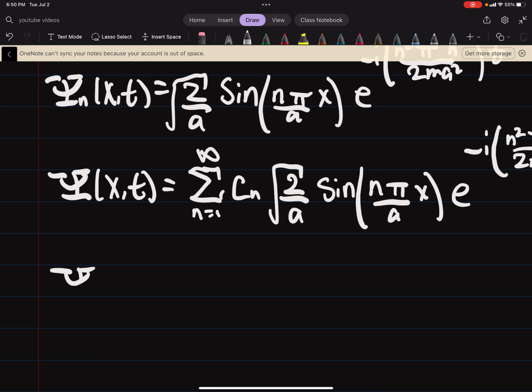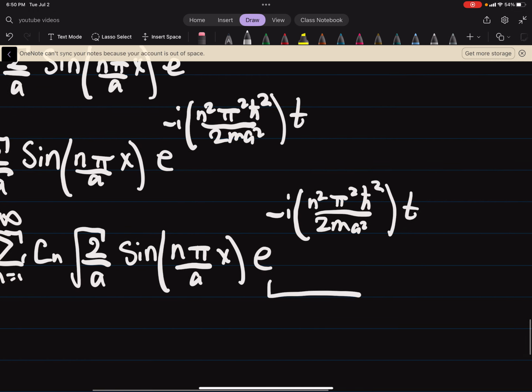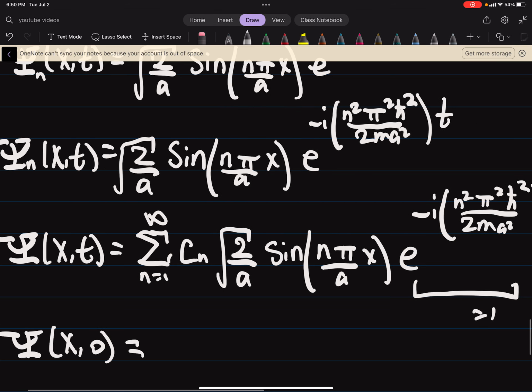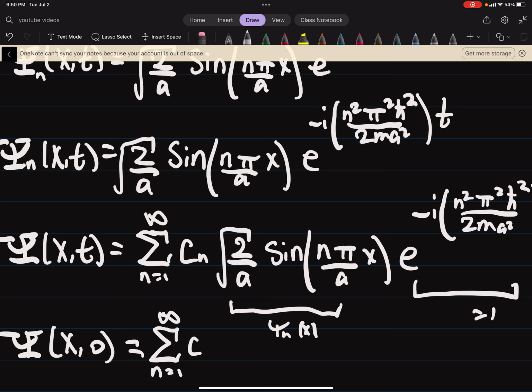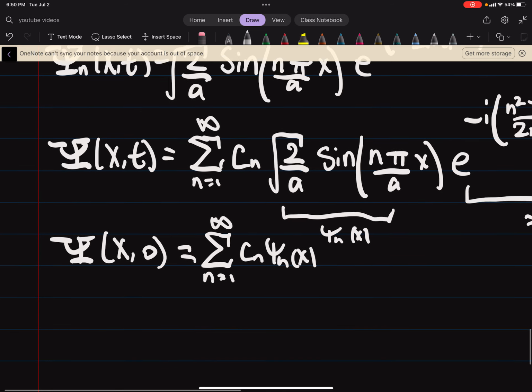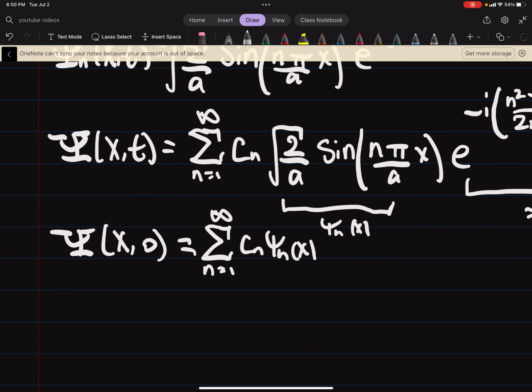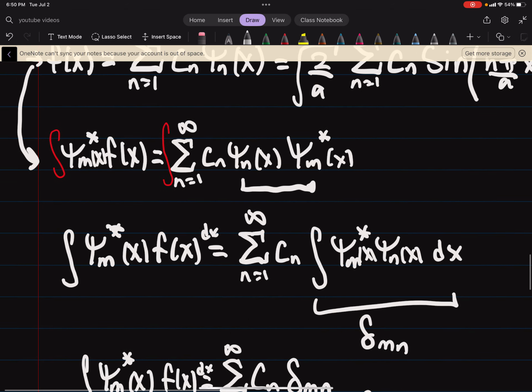And if we look at when t is equal to 0, this is kind of like our initial condition. This is just equal to 1. And then, of course, this is just psi sub n of x. So this is equal to the sum from n equals 1 to infinity of c sub n psi sub n of x. Well, this looks an awful lot like what we were doing before, where this is some general function f of x, right? What we were doing up here.